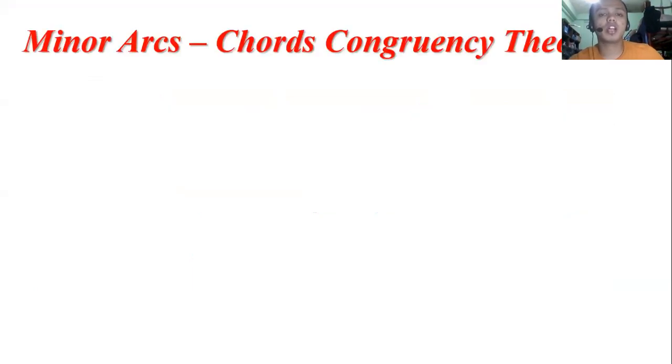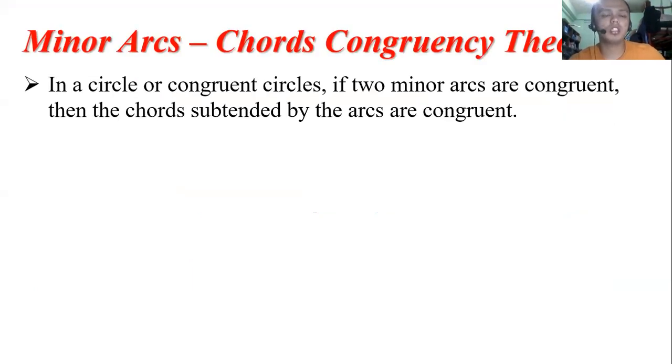Now, for the minor arcs chords congruency theorem, it states that in a circle or in congruent circles, if two minor arcs are congruent, then the chords subtended by the arcs are congruent. So anong ibig sabihin nito? Involved dito yung minor arcs at saka yung chords natin. Sinasabi, in a circle, in congruent circles, if the two minor arcs are congruent, then yung chord na nagsusubtend doon sa mga minor arcs na yun are also congruent.